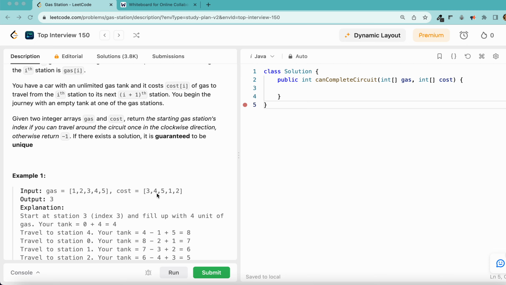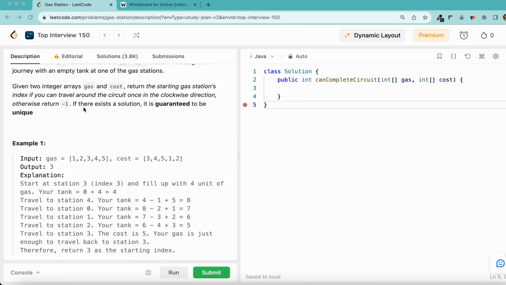Like if you start from 1, you move to 1, 2, 3, 4 and back to 0 and then again to 1. So if we are able to travel the whole circuit once with the amount of gas and cost given, then it is a feasible solution and we can return the result. Otherwise we need to return -1. And here they are saying if there exists a solution, so there may not be a solution, and if there is a solution, it will be unique. So if there is no solution, we can return -1.